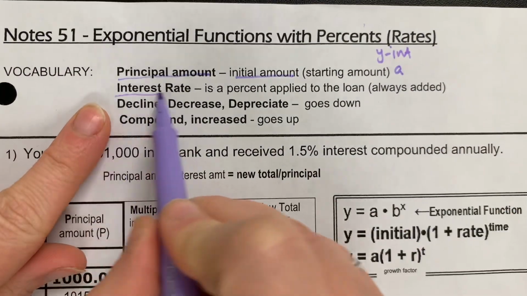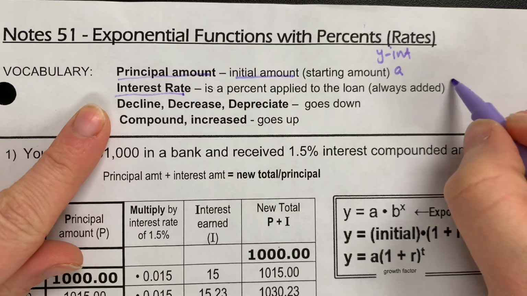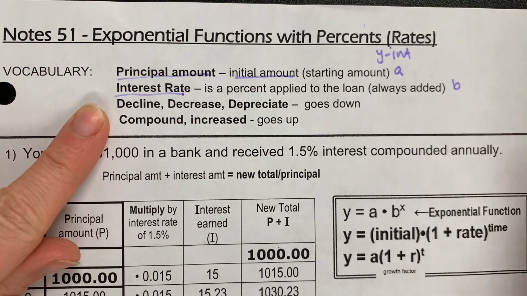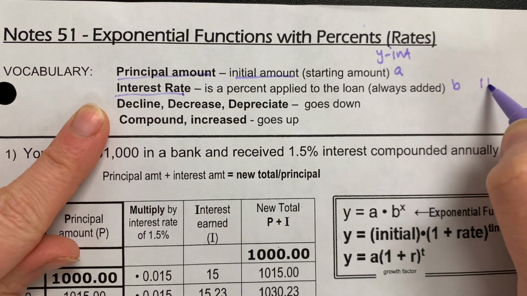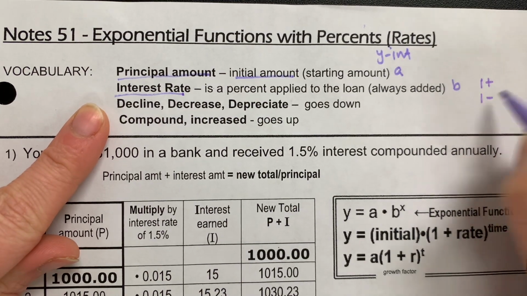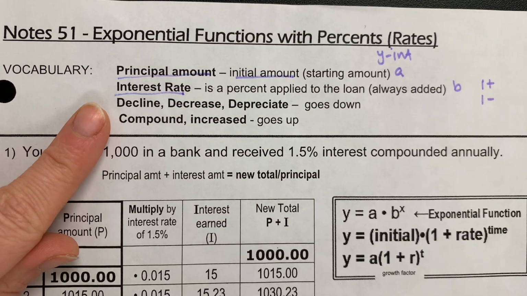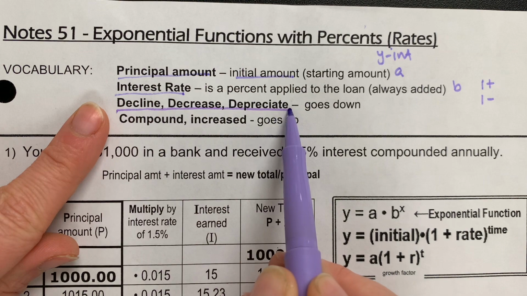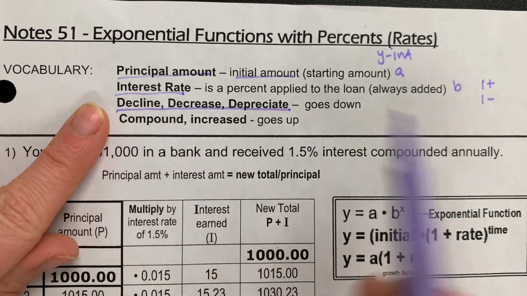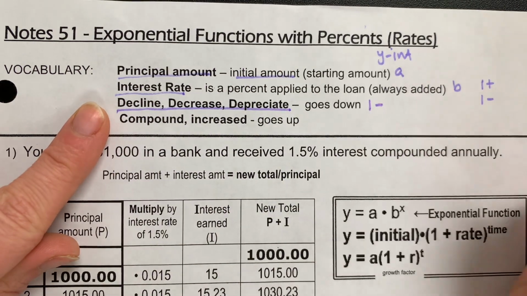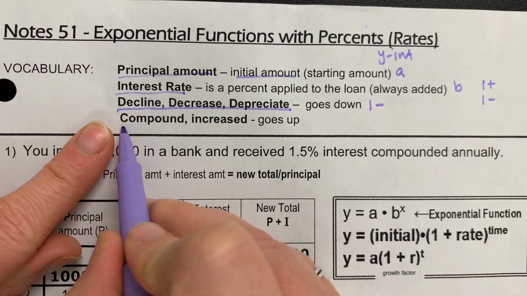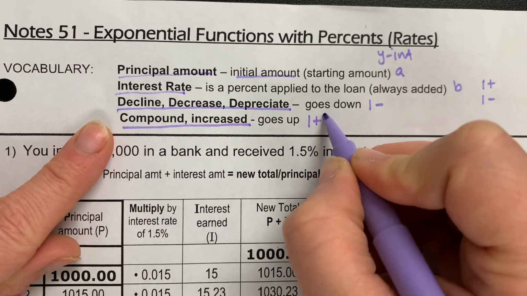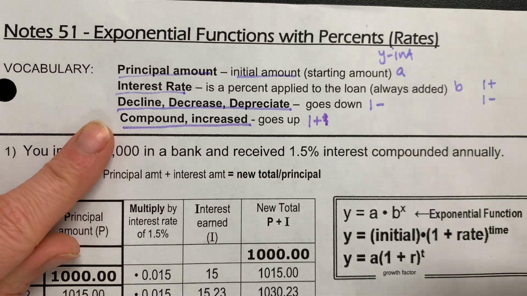Then it will have an interest rate. That's my B. And it will always be either added to 1 or subtracted from 1, and we'll talk about that in a minute. If it is decreasing, declining, or depreciating, we're going to subtract that rate from 1. And if it's compounding, increasing, or going up, we're going to add that rate to 1. And we'll talk about what that looks like.